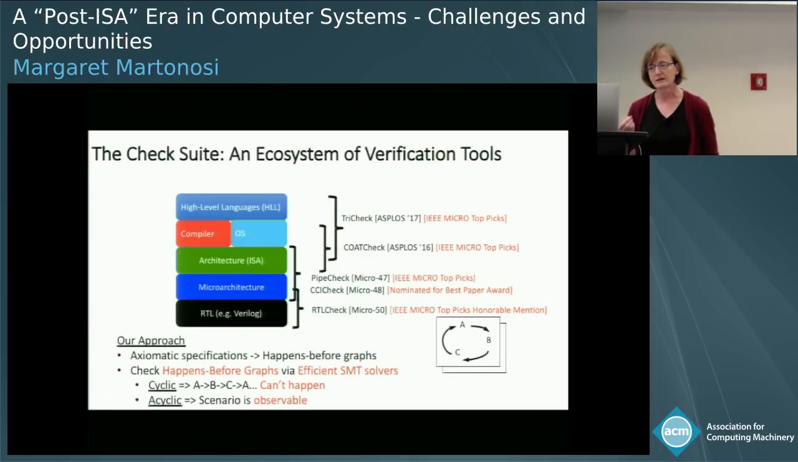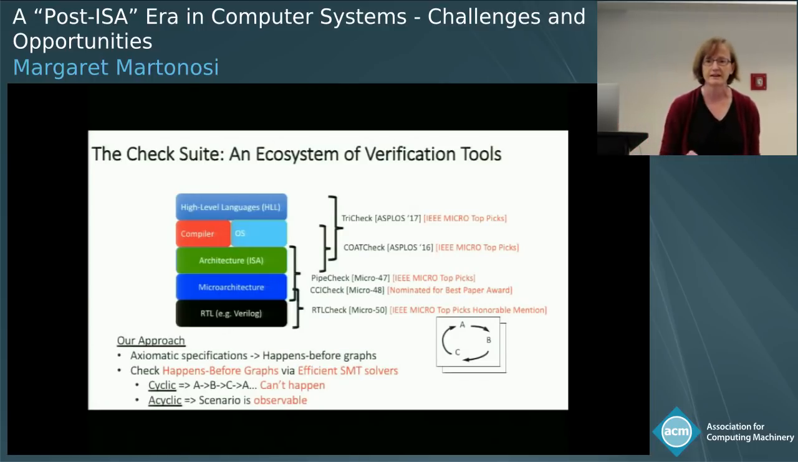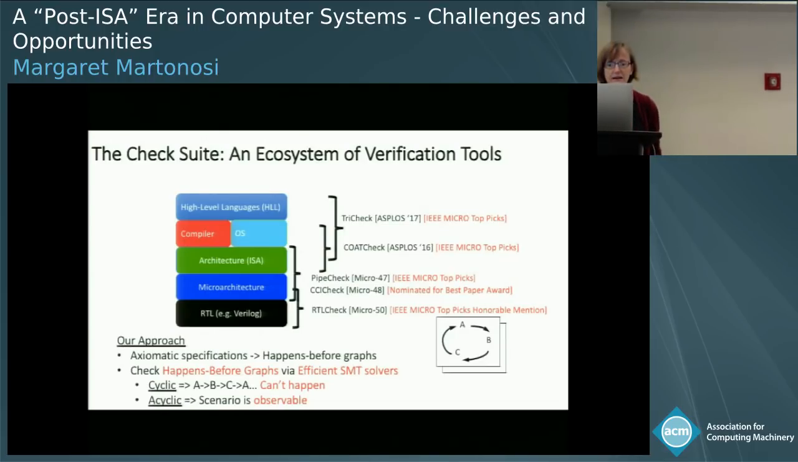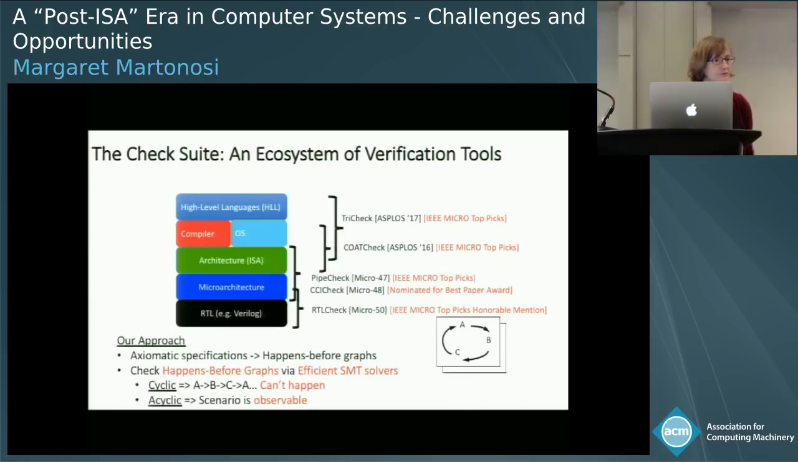Here's the trick. If A happens before B, B happens before C, and C happens before A, then A is happening before itself. That's physically impossible. And so anytime we can find a cycle in a happens-before graph, we have verified that that particular scenario cannot physically occur. And so essentially, if something is forbidden by a spec, then our game is to show that for all possible happens-before graphs, there is a cycle in them. If we find an acyclic happens-before graph, then the scenario is observable.